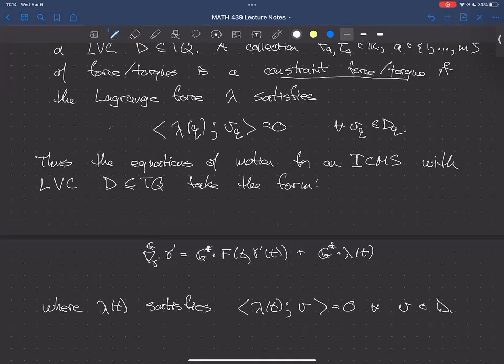I left myself a little space here for a reason, because these are not the whole equations of motion. I have not included the requirement that the motions must satisfy the velocity constraint, so I have to include that. Those are now the equations of motion, and they're not ordinary equations of motion. This one is a differential equation, but this one is not. The differential equation is second order, so the states for the system are position and velocity, and this is a constraint on the states: the state must lie in D.